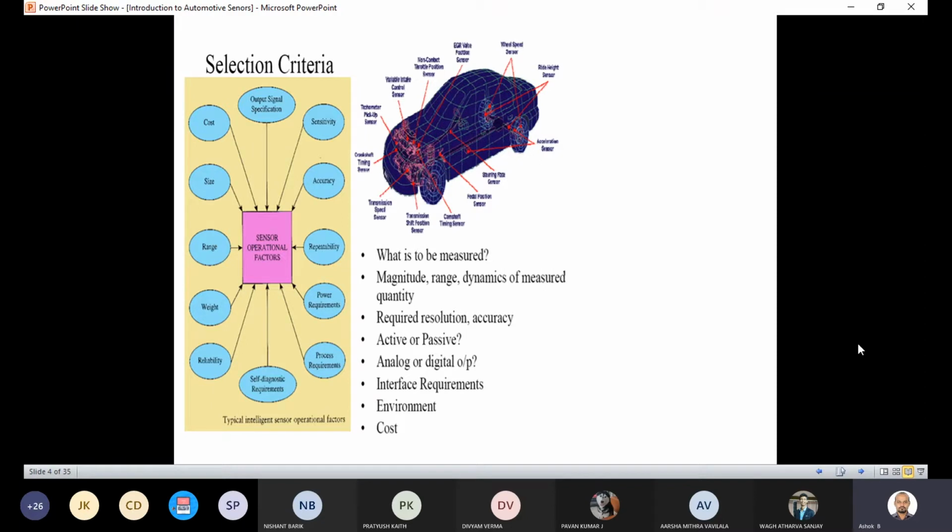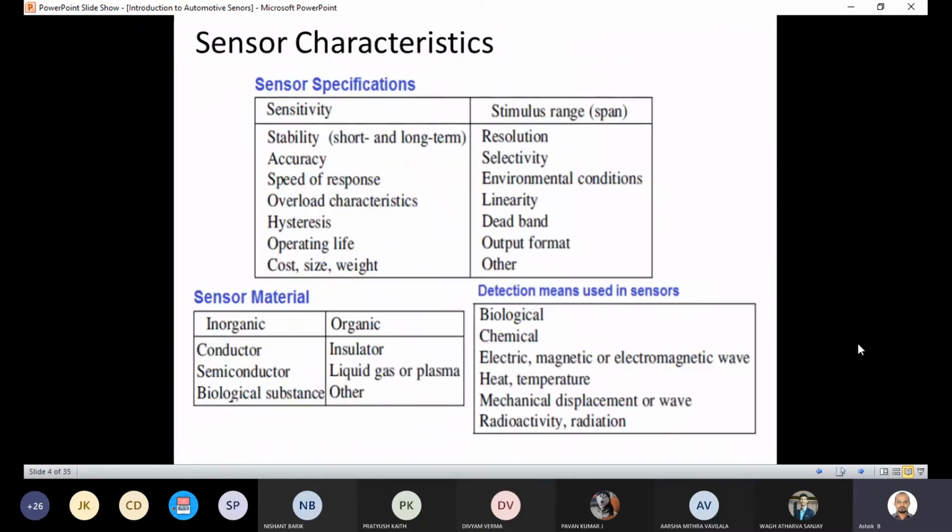Not only for automotive applications, but for any application, if you want to select a sensor, a number of factors must be considered. Basically, we call these the static and dynamic characteristics of the sensor. These factors need to be considered effectively before the selection of the sensor. That's what we call the sensor characteristics.